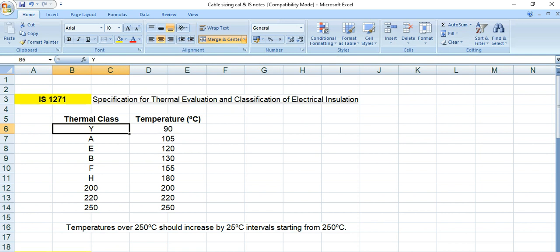If you see somewhere, Y means 90 degrees centigrade, A means 105 degrees centigrade, E means 120 degrees centigrade, like this up to H class, which means it can withstand up to 180 degree centigrade. So these are the equivalent values of the thermal classes.